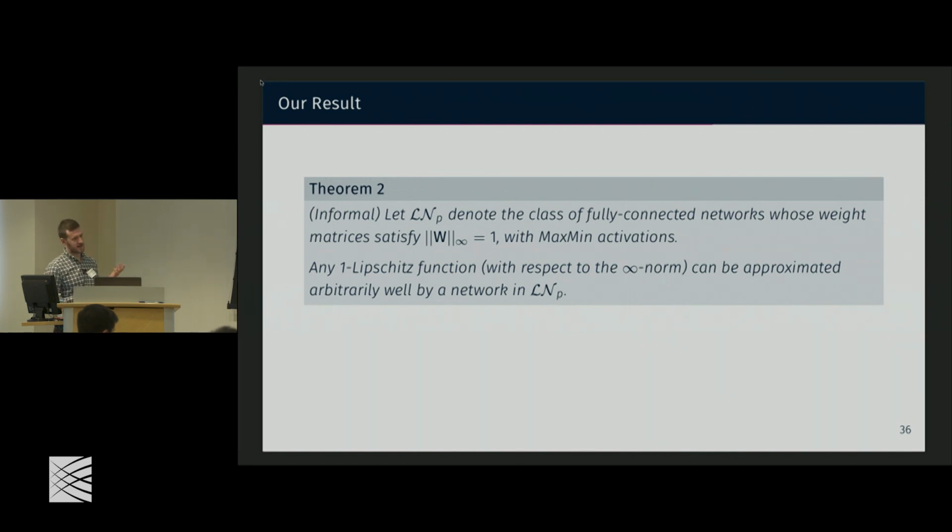Here's an informal statement of that theorem. We're going to let LNP, just fancy notation for a set of neural networks, denote the class of fully connected networks whose weight matrices satisfy some infinity norm constraint, and we'll use maximum activation as a special case of our general group sort activation function. It then turns out that we can find a network in this class of networks which is arbitrarily close to any one Lipschitz function.